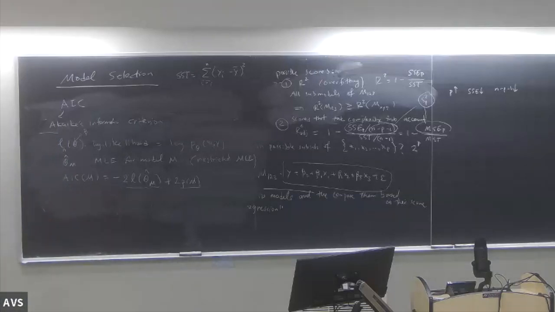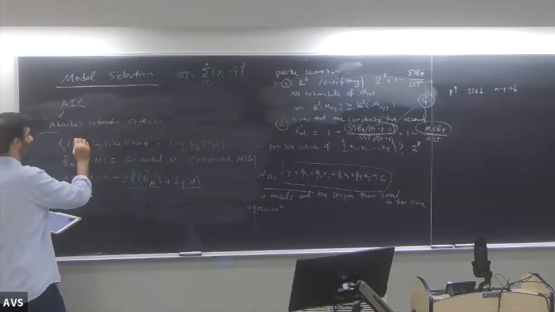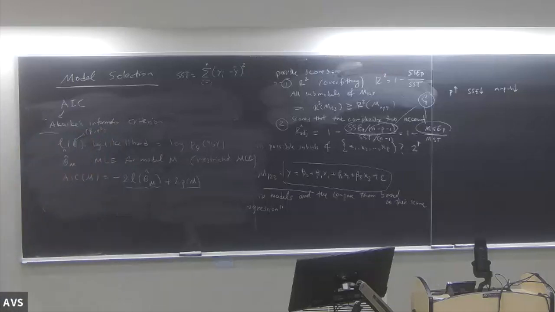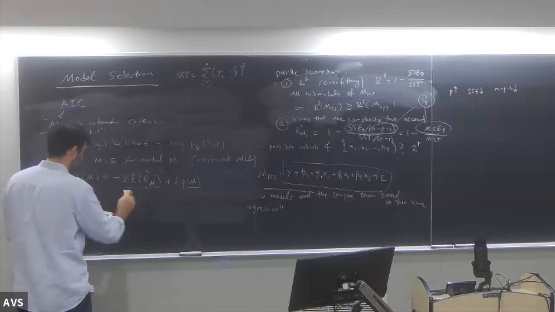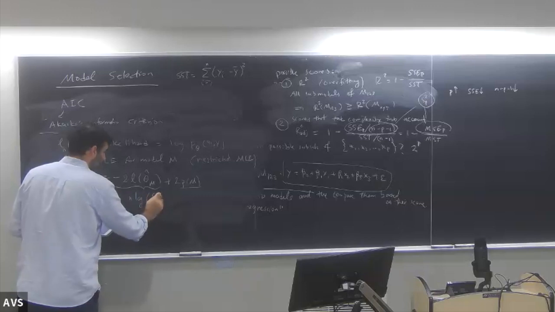In regression, theta would be beta and sigma squared, both of the parameters. You can write down the likelihood under the Gaussian assumption, as you've done before. And then once you plug it in, this term becomes n log SSE.